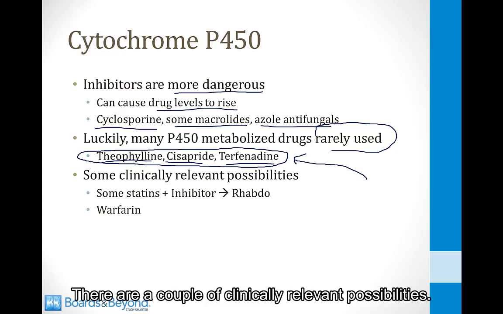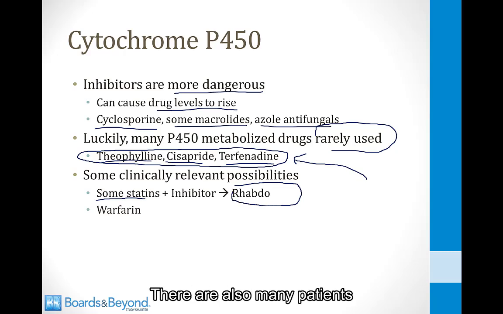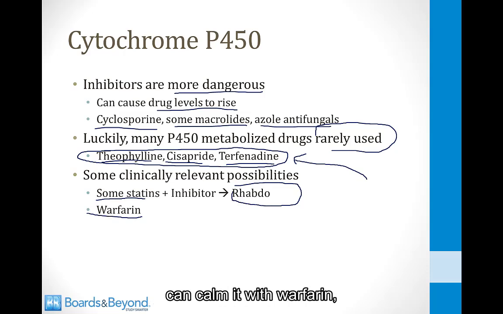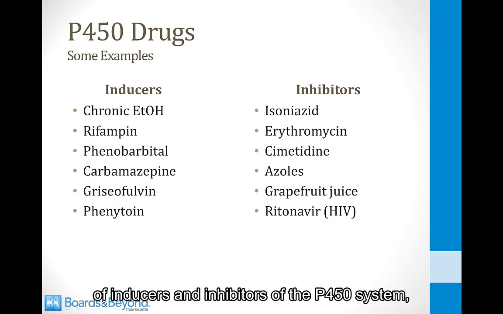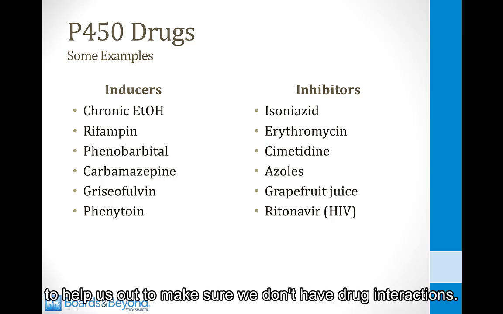There are a couple of clinically relevant possibilities. So I have seen patients on statins who were administered cyclosporin develop rhabdomyolysis. There are also many patients who take warfarin, and if they take an inhibitor of the P450 system concomitant with warfarin, their warfarin levels can rise and their INR can get very high. If you go online and look up a list of inducers and inhibitors of the P450 system, you'll find a huge list of drugs. And this is why we have pharmacists to help us out to make sure we don't have drug interactions.